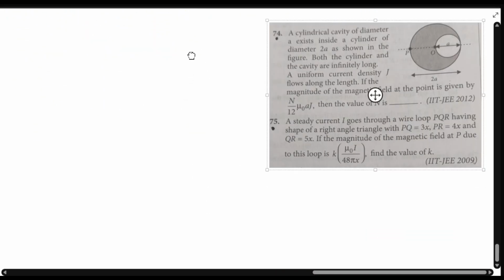So this was 14. Now this will be 15th, right? Okay. So we have a cylindrical cavity. So this is a cylinder like this, okay? Infinite cylinder of diameter 2a as shown. Both the cylinder and the cavity are infinitely long.